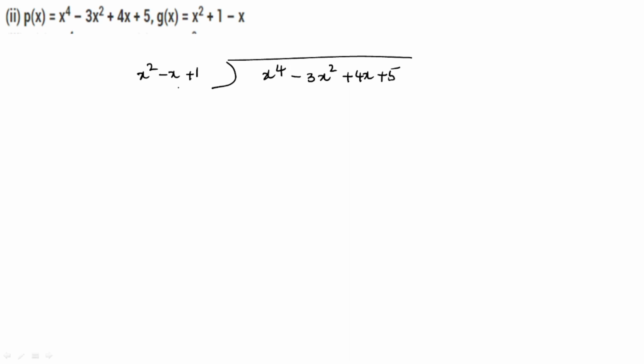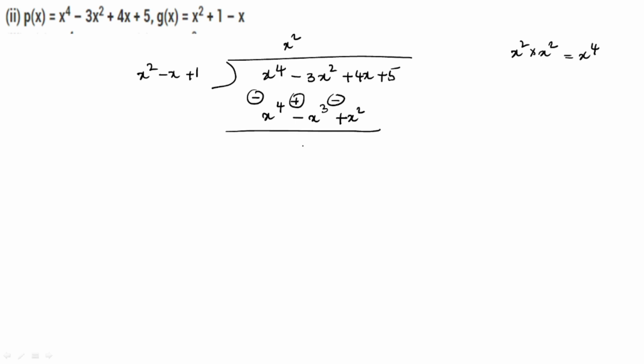I have arranged it in the standard form while writing the numbers itself. So x square and x power 4 are the highest powers. To make them equal, we have to multiply by x square. So the first term in the quotient is x square. So this becomes x power 4 minus x cube plus x square. Altering the signs, we get x cube, and minus 3x square.